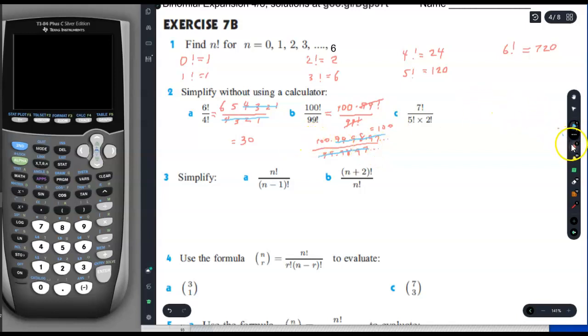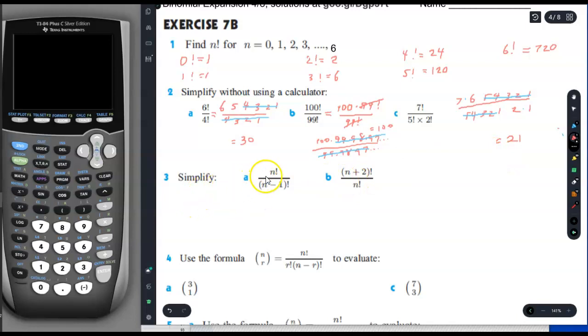Okay, last one in this row. 7 factorial divided by 5 factorial times 2 factorial. Same thing as before. If you write everything out, it's pretty easy to see that the 5, 4, 3, 2, 1 in the bottom cancels out with the 5, 4, 3, 2, 1 on top, and you're left with just 7 times 6 over 2 times 1. You could do 6 divided by 2 is 3, and then 3 times 7 is 21. Or you could do 6 times 7 is 42, divide that by 2, and you get 21. So it's 21, right?